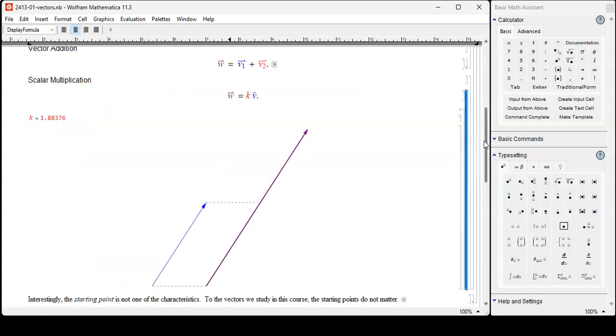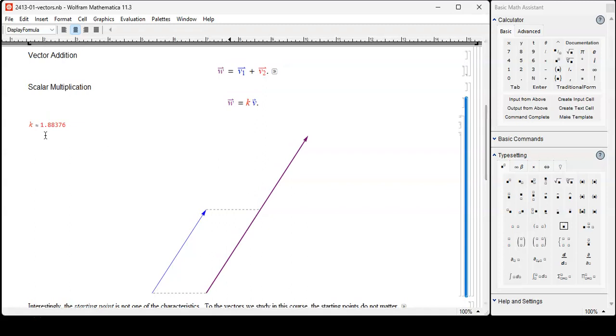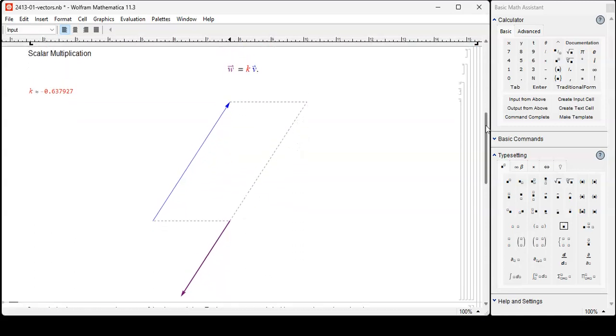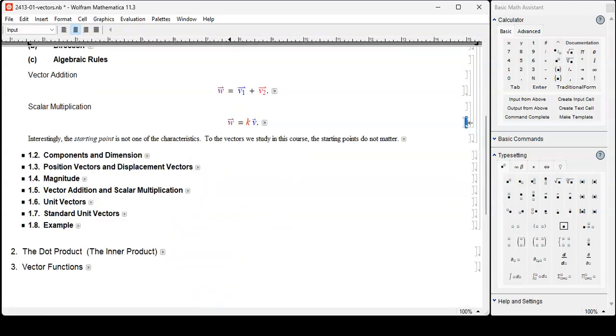Here, you're looking at a scalar multiplication by a scalar 1.88 something. So this purple vector is nearly twice as long as the original blue vector, because we multiply by k, which is almost 2. Now this program is randomized, so let's run it again for a different k value. This time I got negative 0.6 something. Good, we got negative right away. So this purple vector is about 64% of the blue vector, but in the opposite direction because k is negative. This kind of thing is a scalar multiplication.